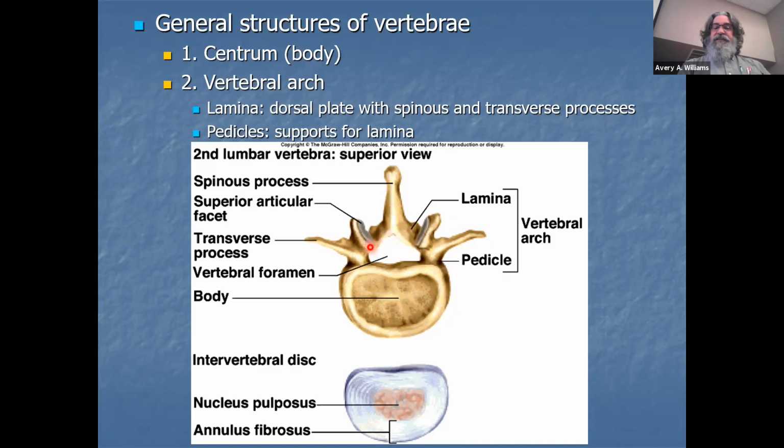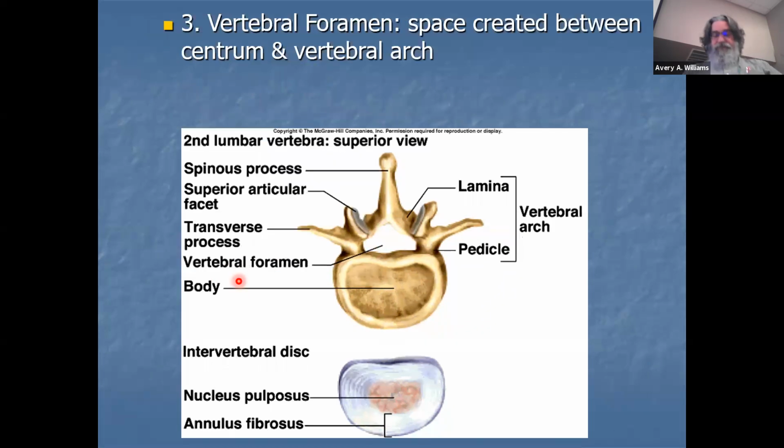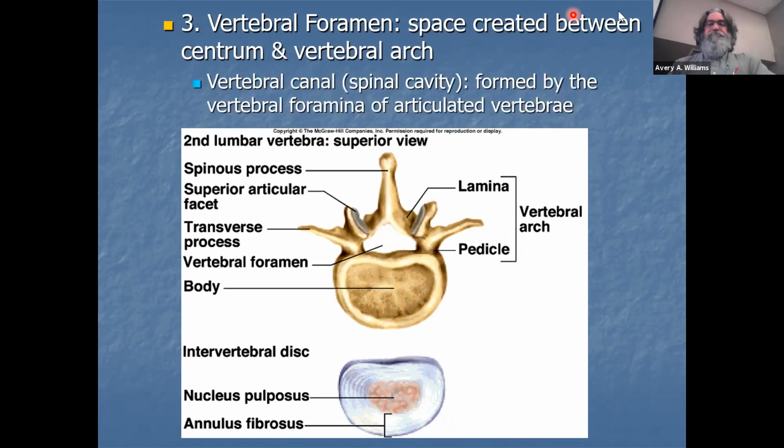And the whole idea is to surround the spinal cord, which is going to be in this space right here, which is the vertebral foramen, okay? And so I next define the vertebral foramen. It's that space between the centrum and the vertebral arch. Of course, that's there to accommodate the spinal cord, like I said. So of course, your brain and spinal cord are there first, and this bony stuff kind of forms around it. So that's how it happens, okay?